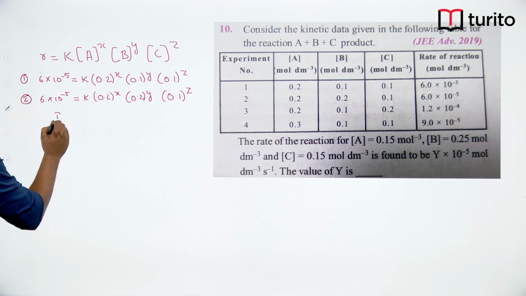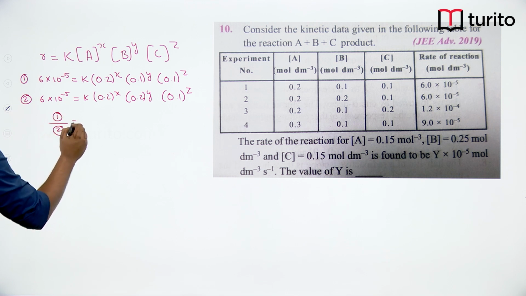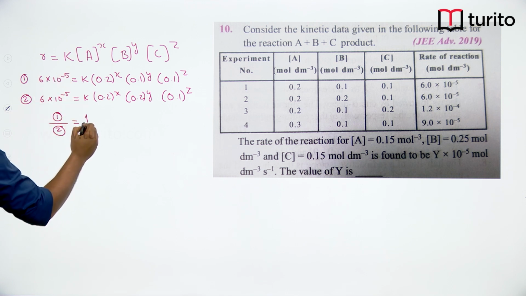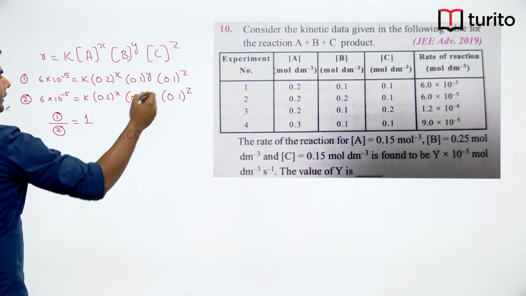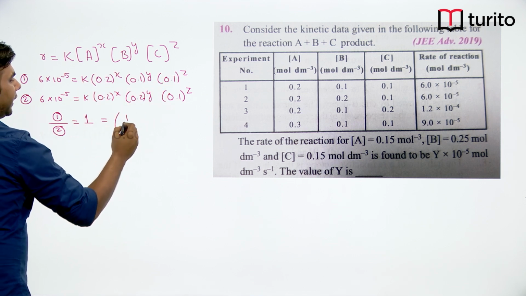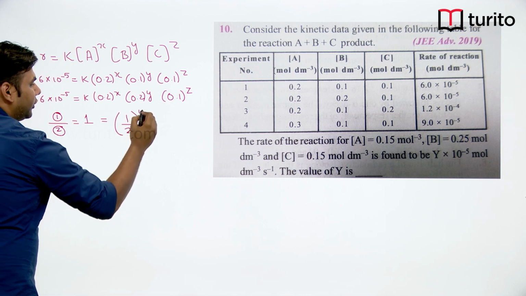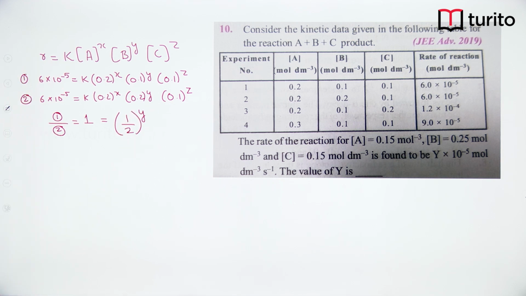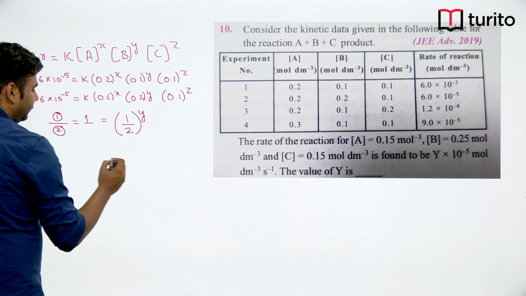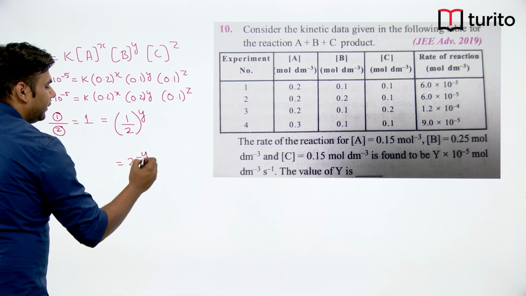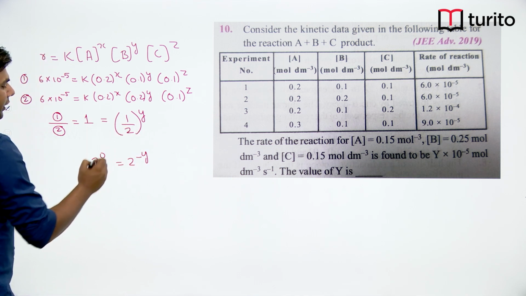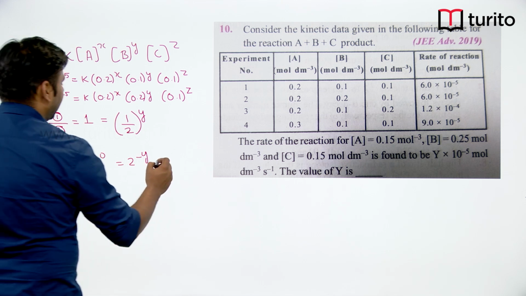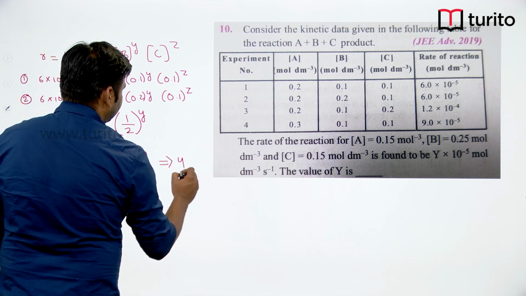So we'll just divide 1 and 2. When you divide, you get 1, these quantities get cancelled out. So basically we are left with 1 by 2 raised to power Y. Now we know that this is 2 raised to power minus Y, and 1 can be written as 2 raised to power 0. So we can say that the order with respect to B, that is Y, is 0.